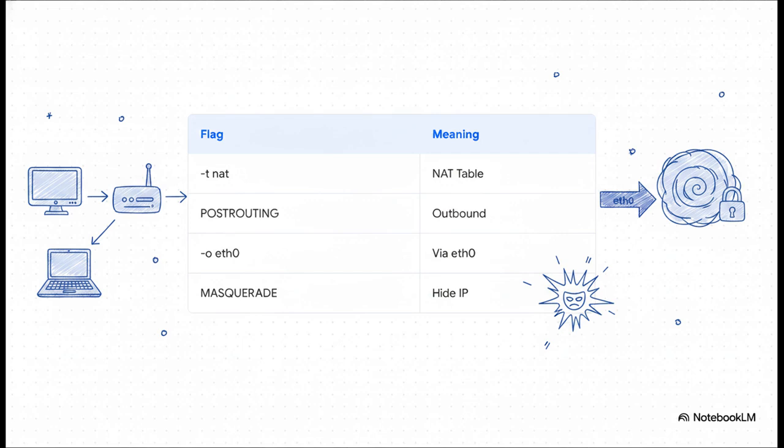Now, I know iptables can look super intimidating, but it's actually really logical when you break it down. First, we tell the firewall to use the NAT table. Then, we apply the rule right before the packet leaves the system via POSTROUTING. We specify that this only applies to traffic going out to the internet on interface eth0. And finally, the magic word, MASQUERADE. This cleverly disguises the internal device's IP and replaces it with the router's public IP. And with that single command, your internal devices are finally, truly online.